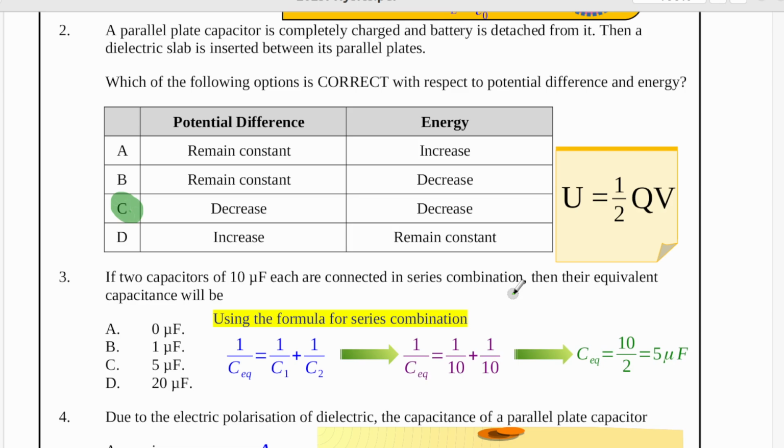You are just given two capacitors, each of 10 microfarad, which are connected in series combination, and you are to find the equivalent capacitance. If you are familiar with the formula for equivalent capacitance for series combination, you are good to find it. Just using the formula for series combination and putting in the values, we get the answer of 5 microfarad. So our correct option is option C.